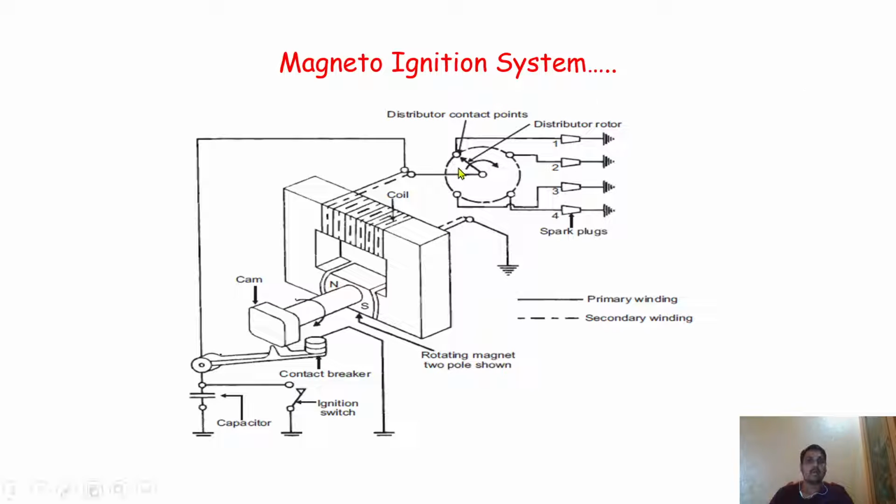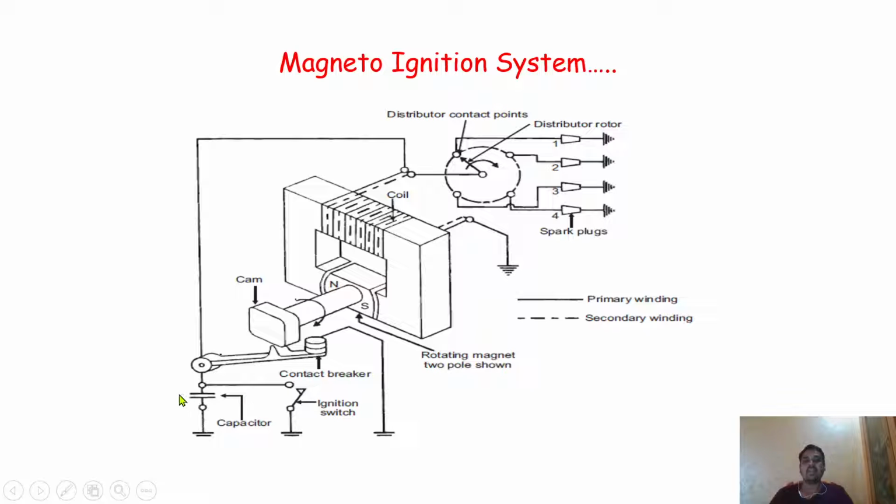Because of the air gap, the voltage jumps from the rotor to the spark plug, and the spark plug is able to supply the ignition inside the engine cylinder. The working principle is again the same, but here we are not using the ignition coil as well as the battery. So how will this work? This is again very important.